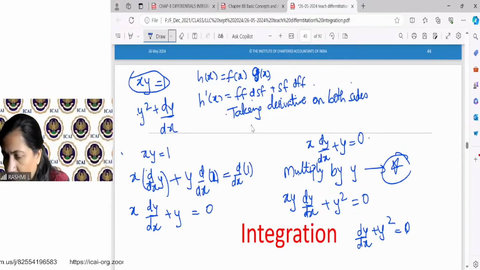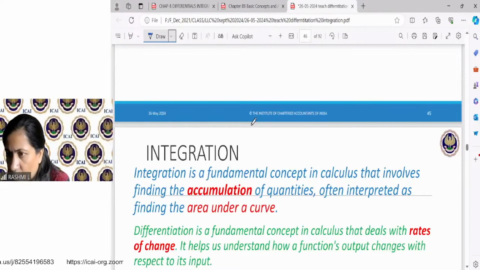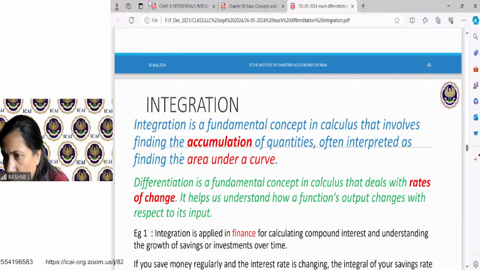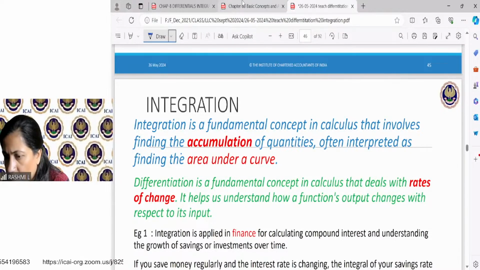Okay. Now let us go to integration. Yes, okay. Sir, would you like to talk about integration, sir? Okay.